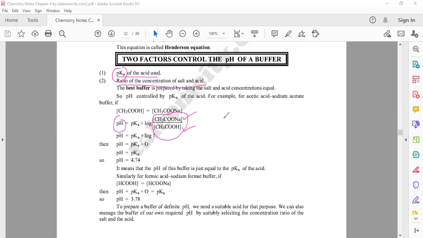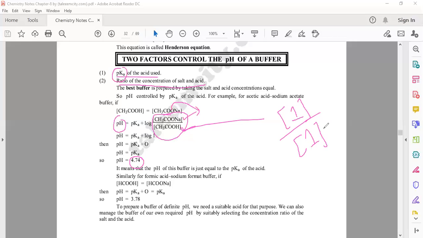Here we are taking the example of a buffer solution of acetic acid and its salt, sodium acetate. Its salt is basically the conjugate base of this acid. The pKa value of this acid is 4.74. When acetic acid dissociates, the negative log of its ionization constant, its pKa, is 4.74. We are taking the concentration of the salt and acetic acid as 1 molar each.